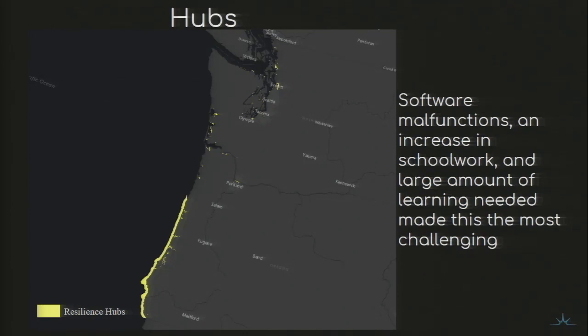So this was the hubs analysis that I did, which was definitely the most frustrating of all of them and the most difficult, just because I had never done anything like it before. I had to use QGIS for the first time, which I had never used. And it was also just timing with schoolwork. So this whole process was very interesting, but I also learned a lot from it. And basically this is just showing where in the Pacific Northwest would most benefit and is most vulnerable to flood damage. So yeah, that's that map.